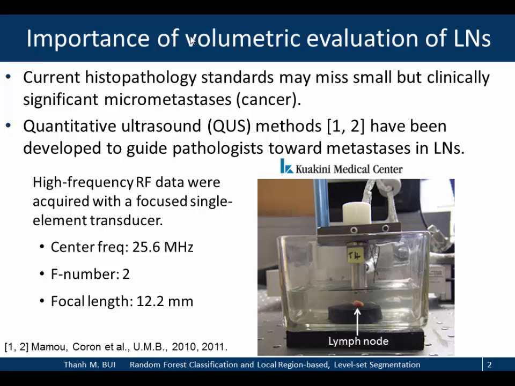Briefly, after resecting the lymph node from a patient with histologically proven cancer, the fat surrounding the lymph node was manually removed, and the lymph node was placed into saline water and scanned individually using a high frequency focused transducer to acquire high resolution data.